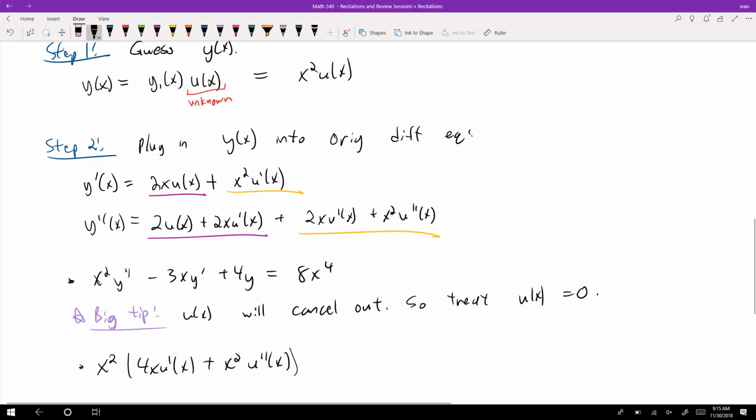Okay? And then minus 3x times, now I have to multiply by y prime, but I'm going to ignore the 2x u of x term. I'm just going to multiply by x squared u prime of x. And then lastly, the last term is really plus 4y, but what is my y term? My y term is x squared u of x. So it has a u of x term in it, but we're going to treat that as 0. And then that's equal to the right-hand side, 8x to the fourth.